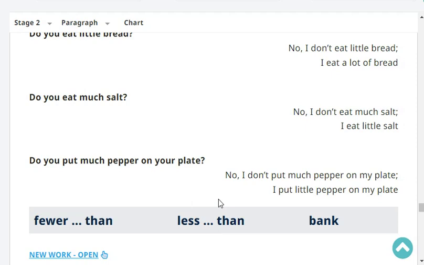Do you put much pepper on your plate? No, I don't put much pepper on my plate. I put little pepper on my plate. Very good.